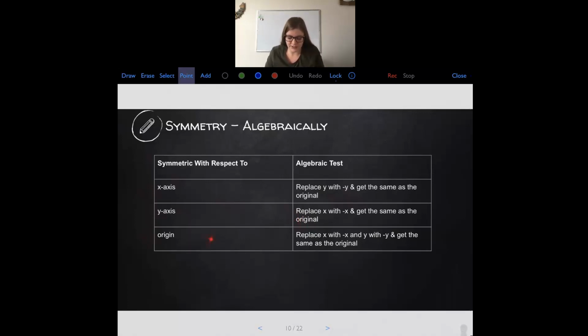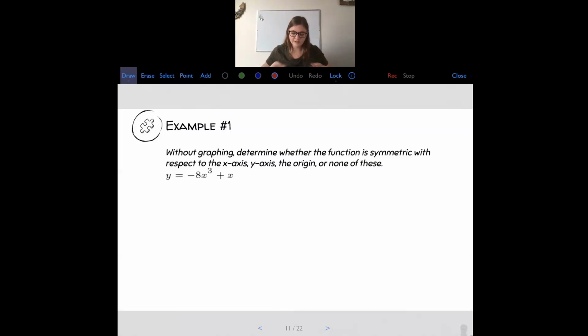And for the origin, if you replace x with -x and y with -y, you get the same as the original. And remember, these are the things that we just tested. X-axis symmetry means the x is the same, but they have opposite y values, y with -y, okay, and so on. So the first one, example 1, without graphing, determine whether the function is symmetric with respect to the x-axis, y-axis, the origin, or none of these.